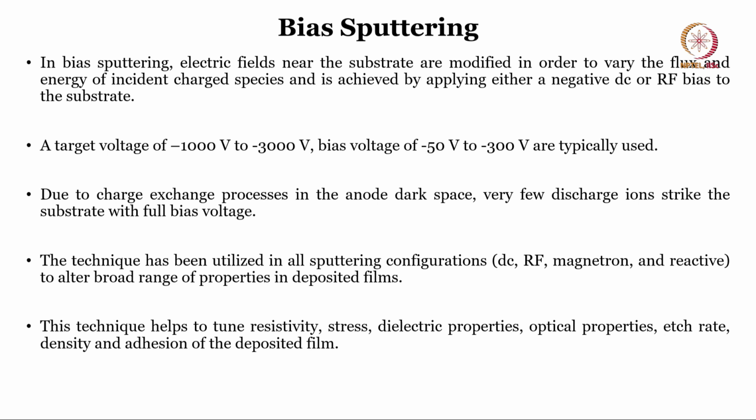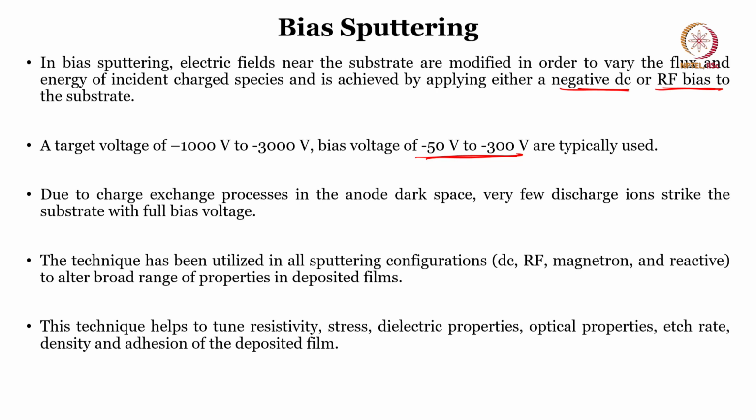We also use bias in all the sputtering, and in bias sputtering the electric field near the substrate is modified in order to vary the flux and energy of incident charged species, achieved by applying either a negative DC or RF bias to the substrate. Target voltage is generally between -1000 to -3000 volts, but the bias voltage is generally between -50 to -300 volts. Due to the charge exchange process in the anode dark space, very few discharge ions strike the substrate with full bias.